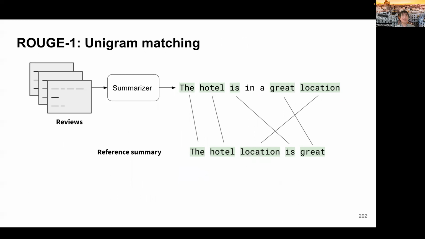Let's start with ROUGE-1 calculation. Suppose we have a summarizer which creates a summary: The hotel is in a great location. And we have a reference summary in a dataset: The hotel location is great. ROUGE-1 is based on unigram matching. That means we check if each token in the generated summary appears in the reference summary. In this example, the, hotel, is, great, location, those 5 tokens appear in the reference summary.